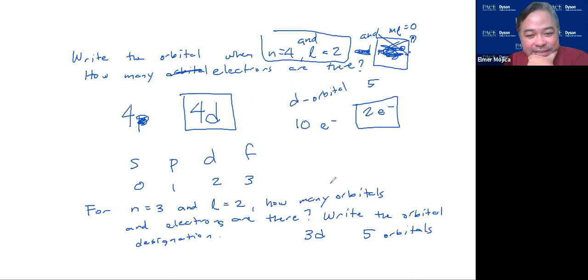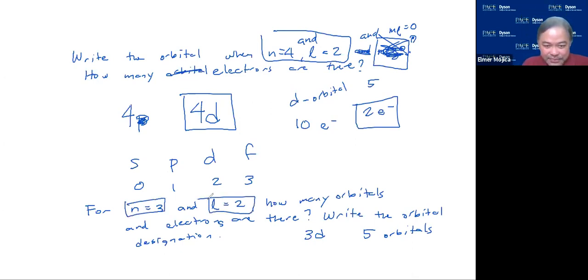So where do I get the 3d? Because this is the one that is given, so I have to find the designation for that orbital. How do we name the orbital? By the n and the L value. That's why I'm still taking time doing this, although we're done with the chapter, because I know this is not easy.